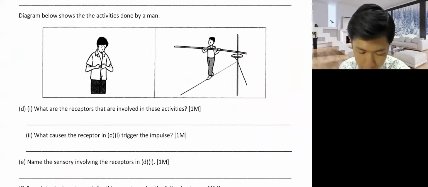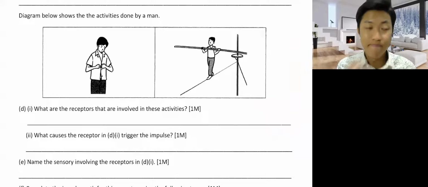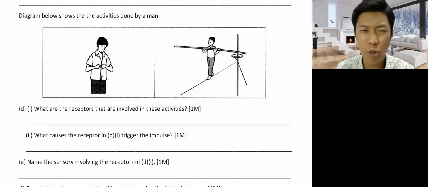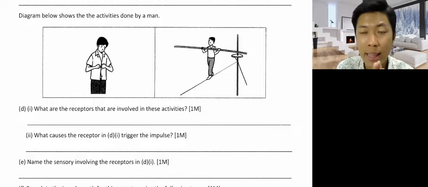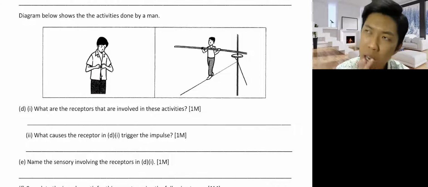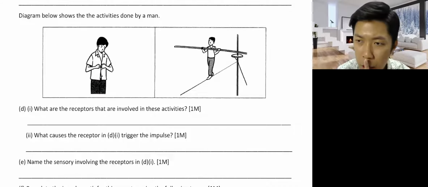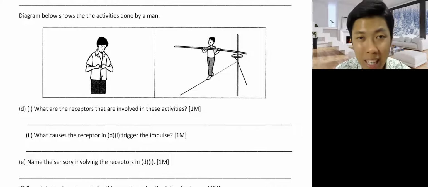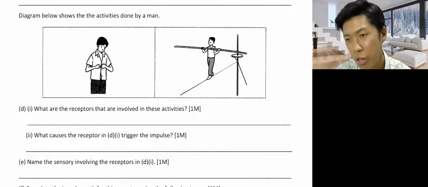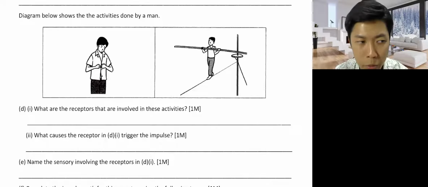Okay, next one. Now, buttoning shirt and an acrobat walking on a tightrope, those are both controlled by proprioceptors, and that's what D1 is asking for. What are the receptors? I thought eye, nose. Remember, proprioceptors is also a kind of receptor. Okay, please include that. So there you go. Answer is proprioceptors for D1.